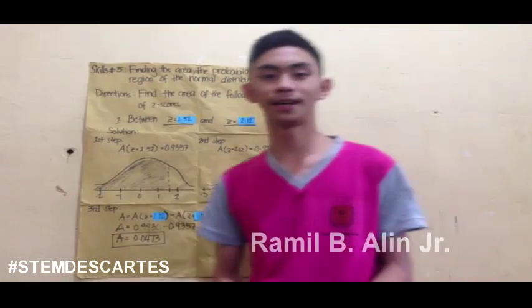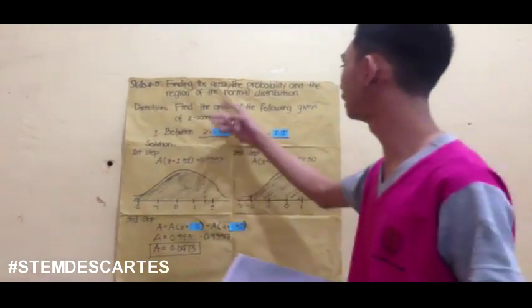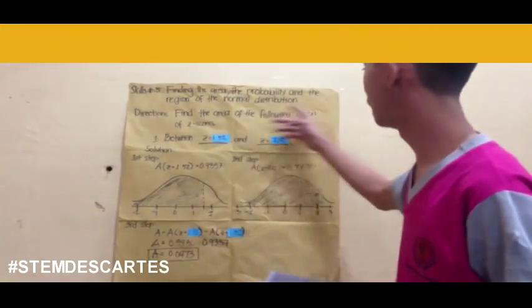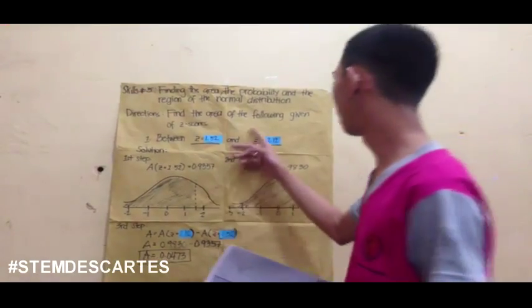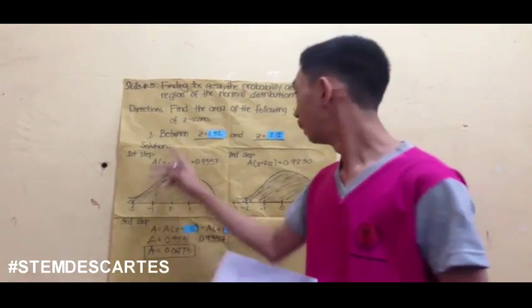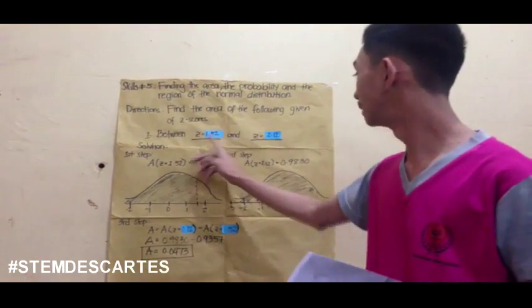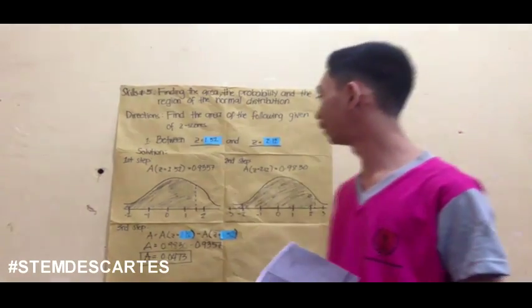So after applying skills number 4, which is applying the concepts of normal distribution by means of z-scores, we'll now go to skills number 5, which is finding the area, the probability, and the region of the normal distribution. So directions: find the area of the following given z-scores. Number 1, between z equals 1.52 and z equals 2.12.